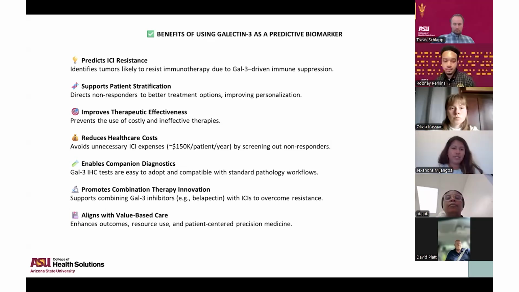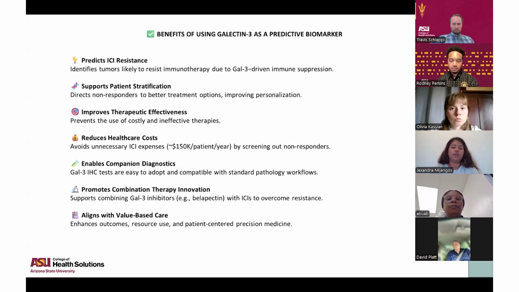Also, it supports patient stratification. For personalized treatment, this allows us to identify patients that are unlikely to benefit from ICIs, and then guide them towards finding alternative or combination therapies that work better for them. This also enhances the clinical outcomes by aligning patients with the most effective treatment paths. It also improves therapeutic effectiveness by avoiding unnecessary exposure to expensive and ineffective treatments, minimizing the patient risk for toxicity and psychological burden from failed therapies. Also, it enables companion diagnostics.